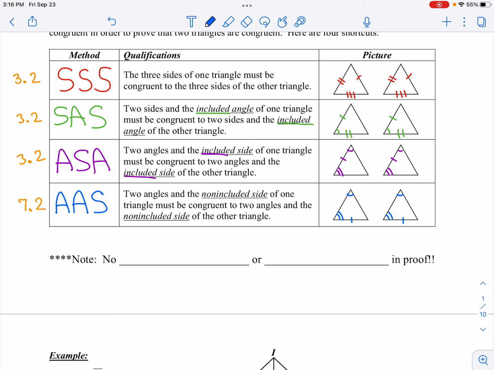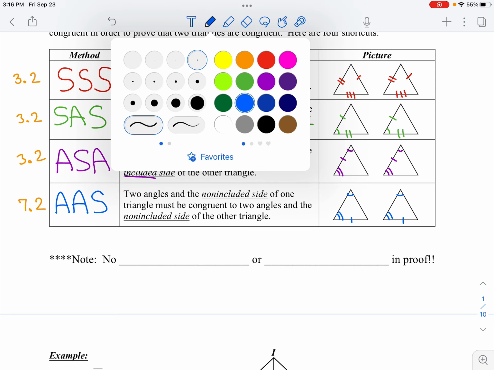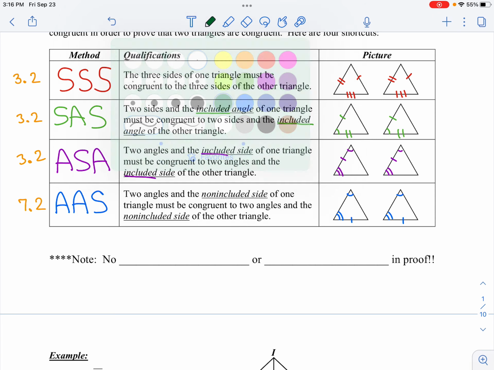Now, if your brain works very logically, you might be looking at this list and saying, but there's other combinations of A's and S's that I don't see there. You're right. There's some that don't work. So, angle angle angle will not give you congruent triangles. It'll actually come back in Chapter 8. They'll be similar triangles, but not congruent.